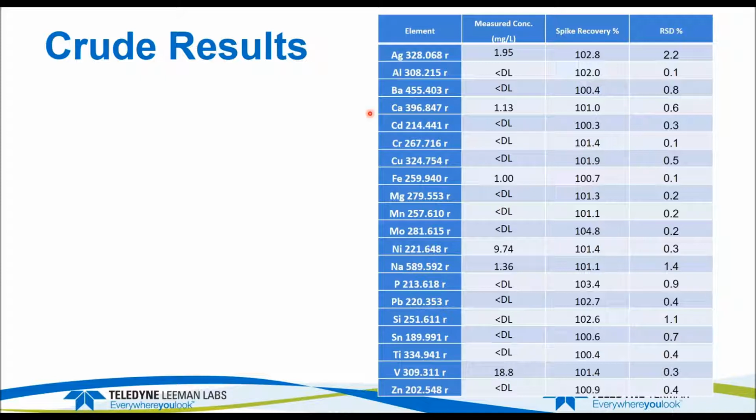And so here are the results of the crude. It shows the spike recovery, and we're getting very good results, virtually 100% recovery on everything. RSDs are anywhere from a couple of percent down to 0.4, 0.3%, somewhere around there. And the elements we would expect to be in the crude, we would expect some iron, some nickel, and some vanadium. So pretty typical results for a crude oil.